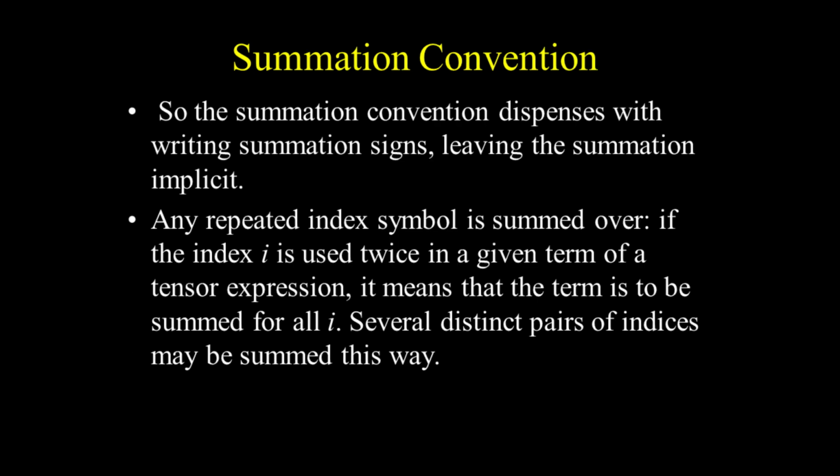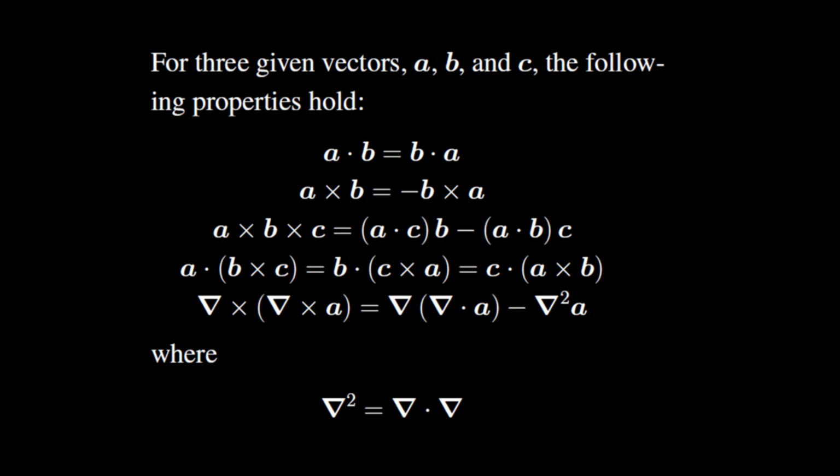So the summation convention dispenses with writing summation signs, leaving the summation implicit. Any repeated index symbol is summed over. If the index i is used twice in a given term of a tensor expression, it means that the term is to be summed for all i. Several distinct pairs of indices may be summed this way. For three given vectors, A, B, and C, the following properties hold. Note that the last operator here, nabla squared, is known as a Laplacian.